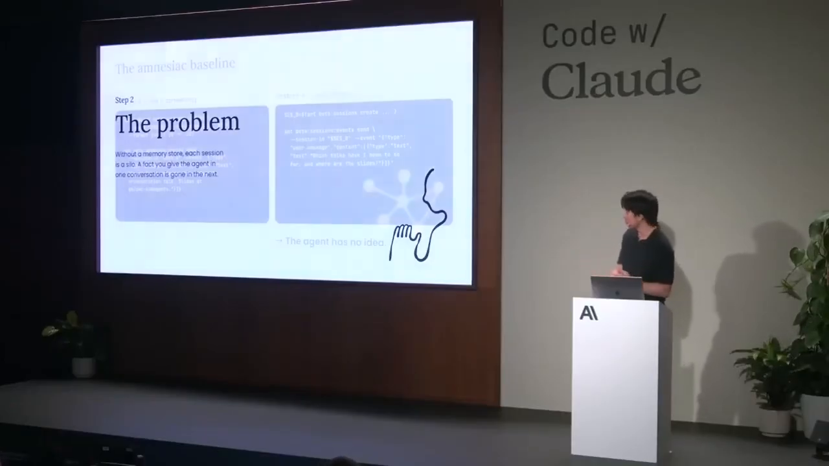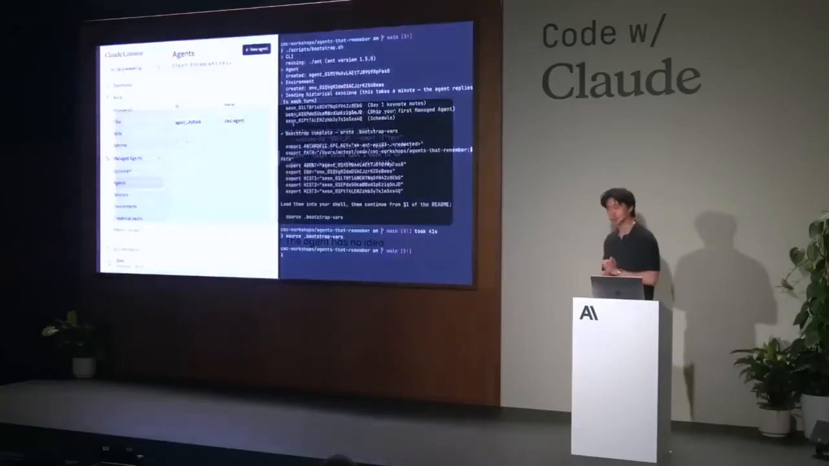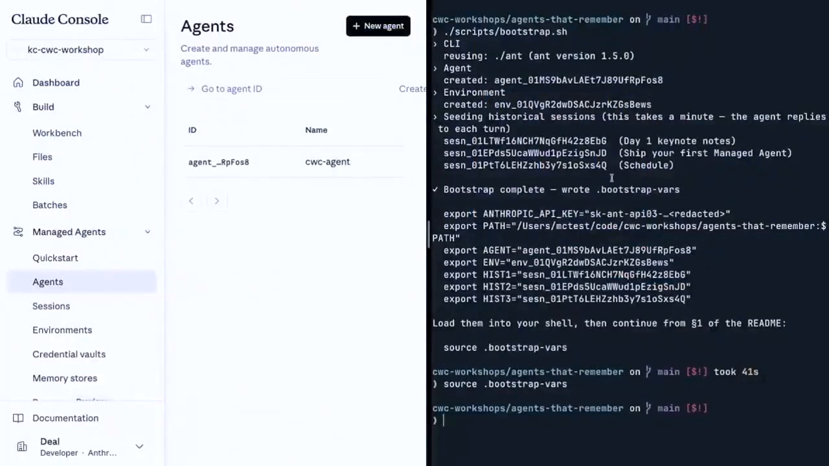So if I switch over to my computer, I'm in our workshop repository here. Hopefully everyone can see this in the back, but I've just run the Bootstrap script that we've included in the repository. And what this has done is basically created some seed information for us. So we have an agent, we have an environment, and we have a few previous sessions that talk about things like the keynotes from day one, as well as a previous workshop.